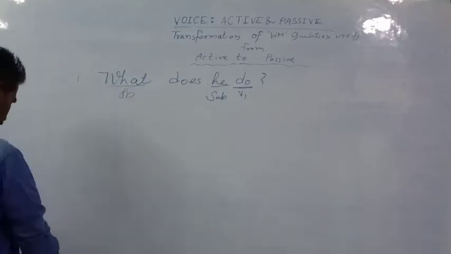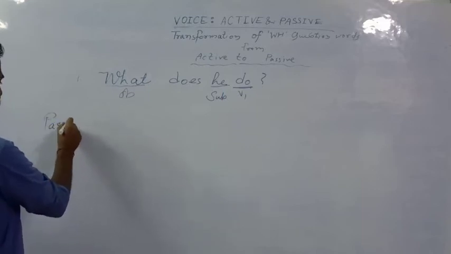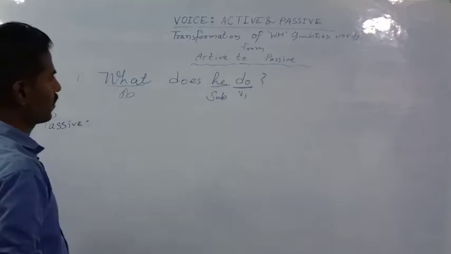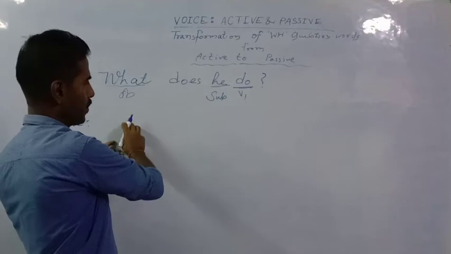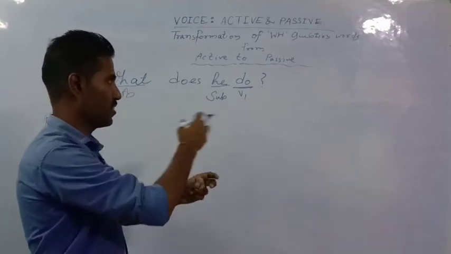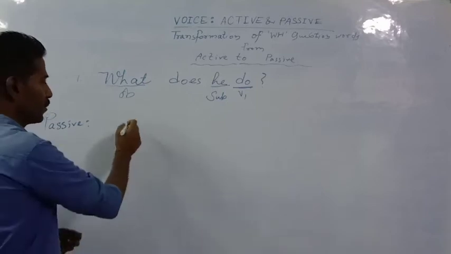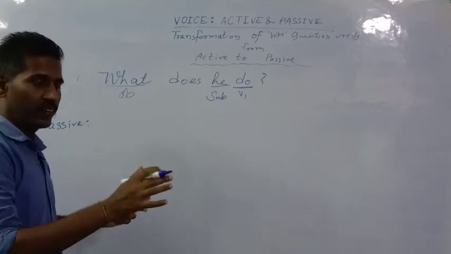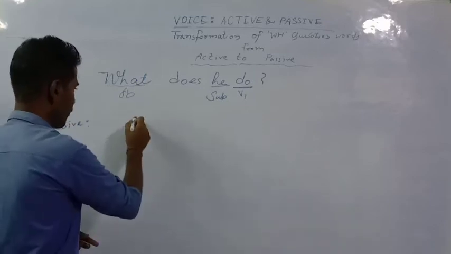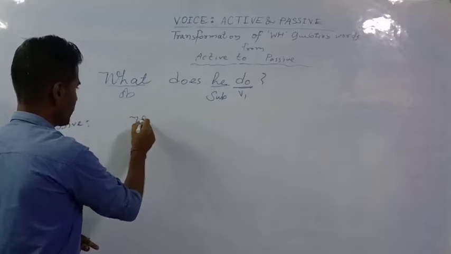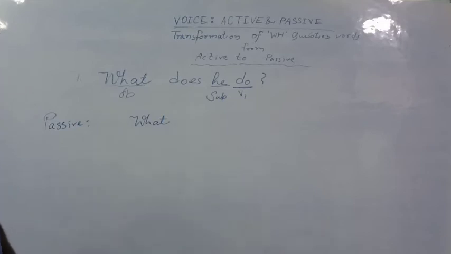Now let us transform it into passive mode. While it turns into passive, what will become what? We know the first rule is to bring the subject into the object place and the object into the subject place, interchanging. So here we will do it, but in a different way. The question word will remain as the question word what.